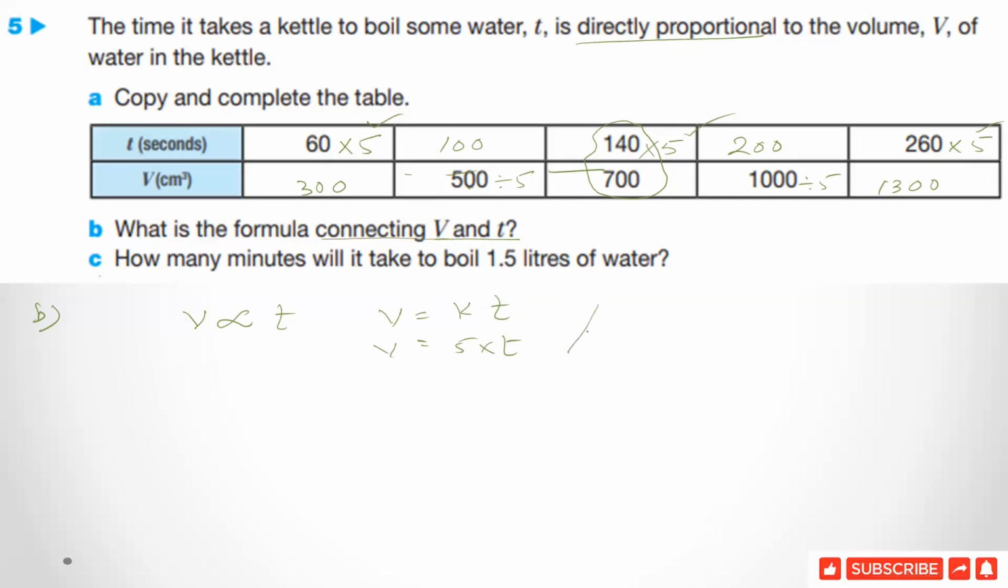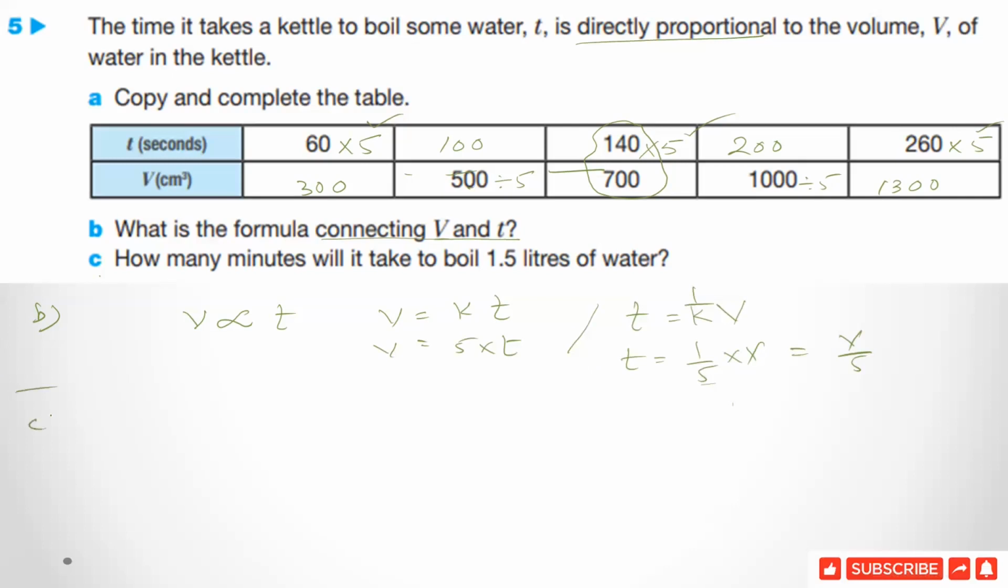Another formula I can write is when I want to find time from volume. Here the K will be 1 upon K, which means T is equal to 1 by 5 times V. Like here you divided all the volumes by 5 to get the number of seconds. So here I got V divided by 5 is equal to T. This is the answer for B. If you write any one of the formulas, you will get full marks in exams. Now we come to part C.